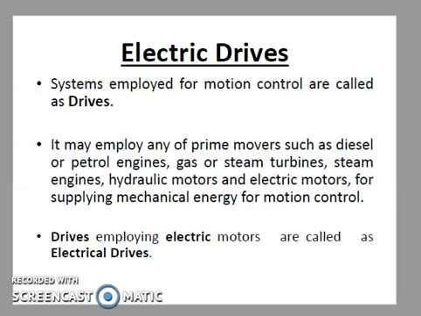Now these drives can employ any of the prime movers to supply the mechanical energy to control the motions, for example, petrol engines, gas or steam turbines, hydraulic motors and electric motors. Drives which employ electric motors are known as electrical drives.